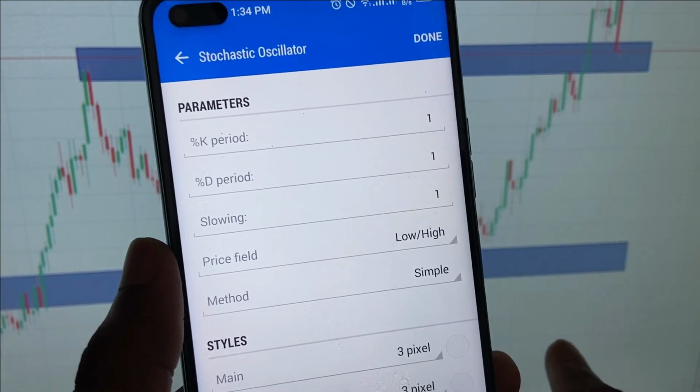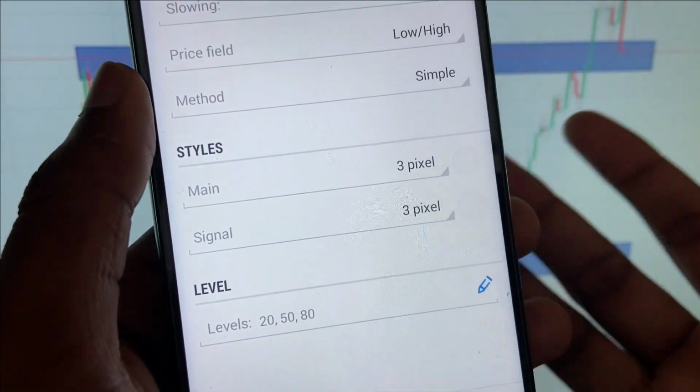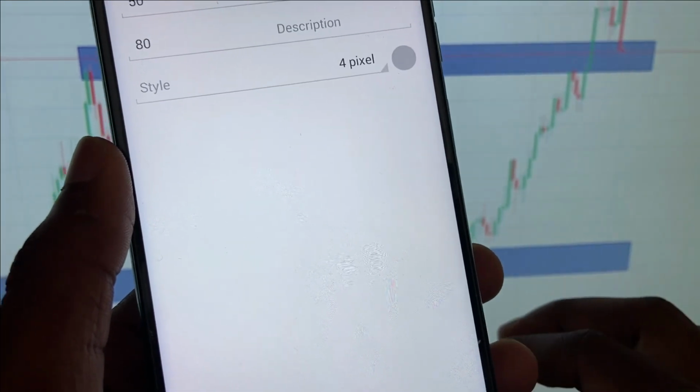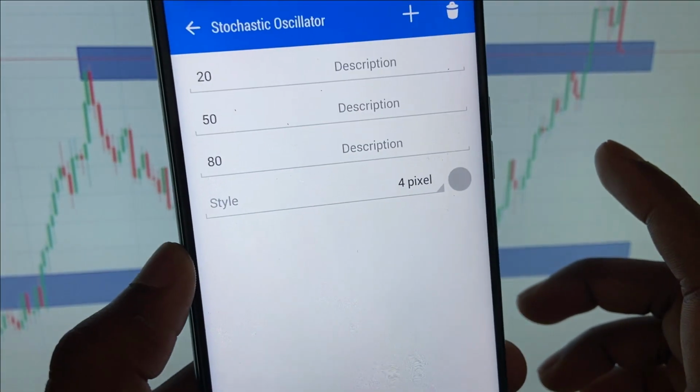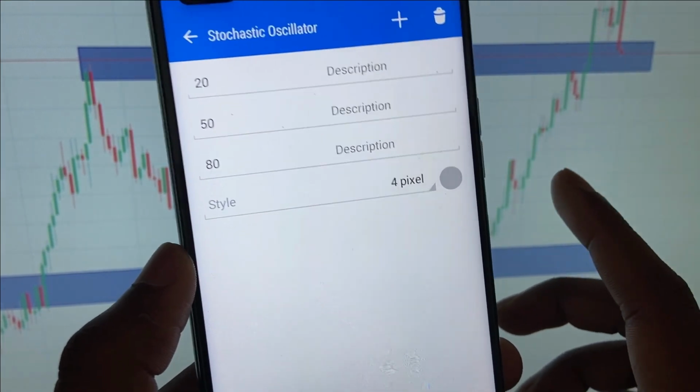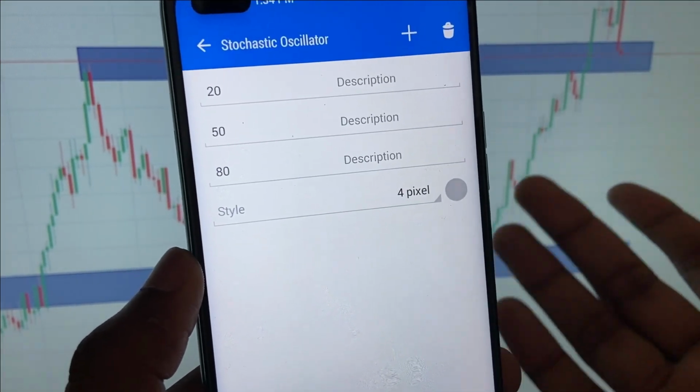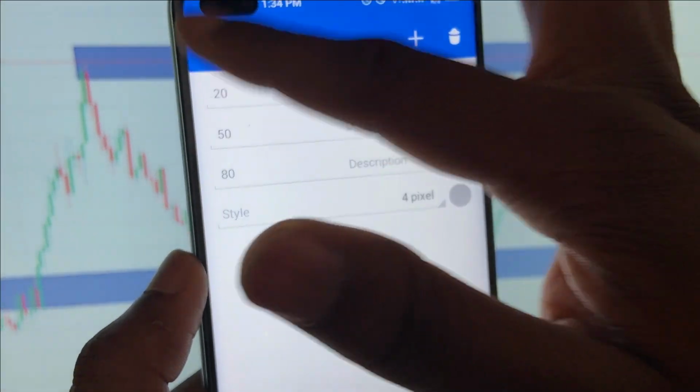My chart is white here. Now the most important part is the levels. Add level 20, level 50 and 80 with a color, I think this is gray, and that's it.